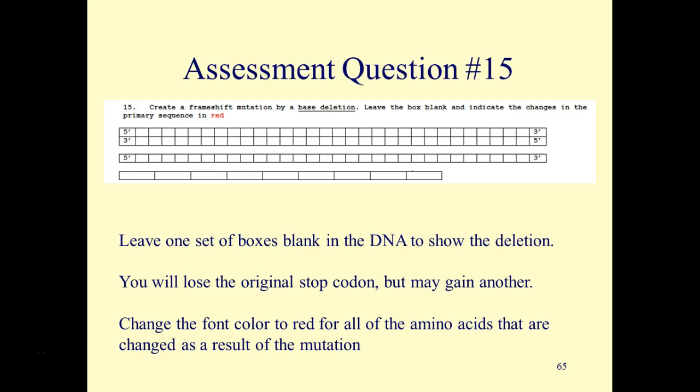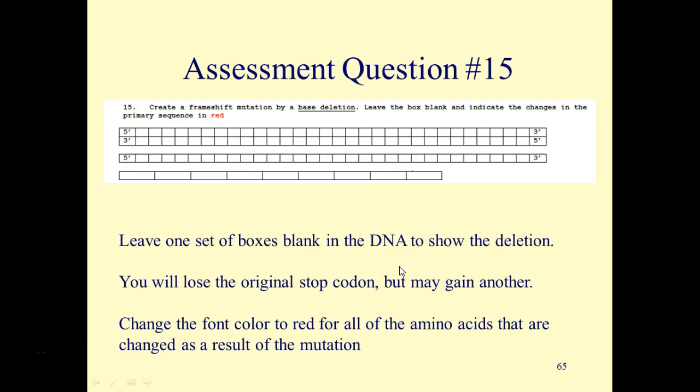Remember, a frameshift mutation causes a change in the reading frame either due to an addition of a base or a deletion of a base. You're going to do a base deletion. So you are going to delete some base in the DNA, so you're going to get rid of one base pair, actually, and this is going to impact the messenger RNA because you've now shifted the reading frame. So leave one set of boxes blank in the DNA to show the deletion. Okay. You will lose the original stop codon that will be in the messenger RNA, but you may gain another.